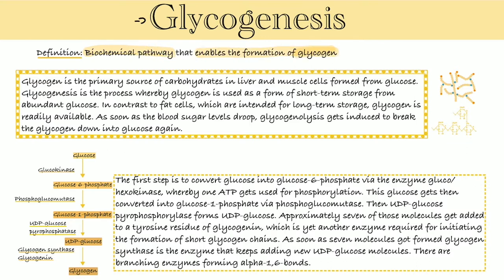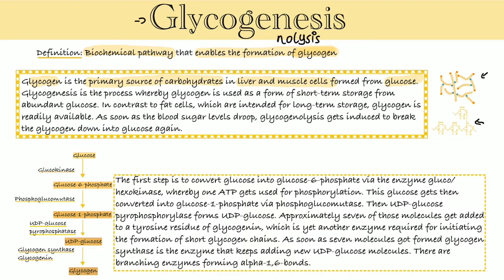If you watched our last video, glycogenesis might sound familiar, because in the last video we talked about glycogenolysis. So, first, glycogen is an important word here. This is the primary source of carbohydrates in the liver and also in muscle cells, which is formed from glucose. Here you see the structure of glycogen and here of glucose.